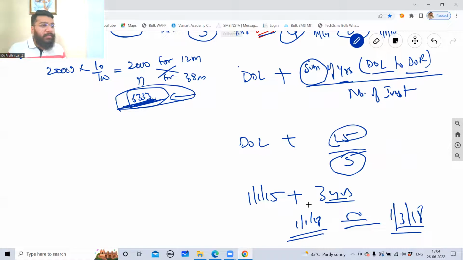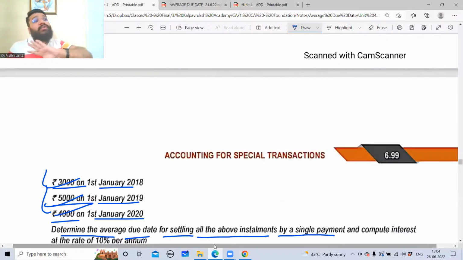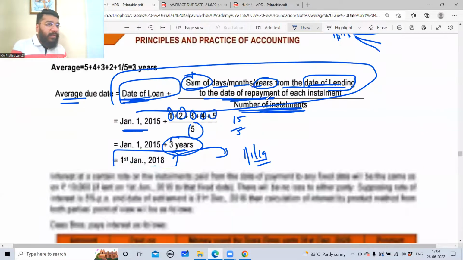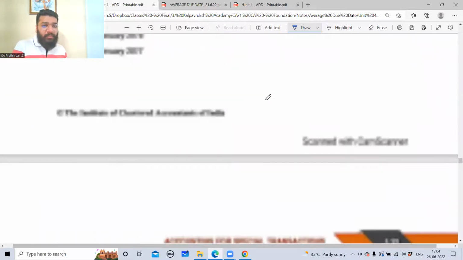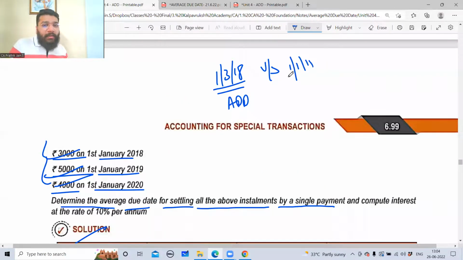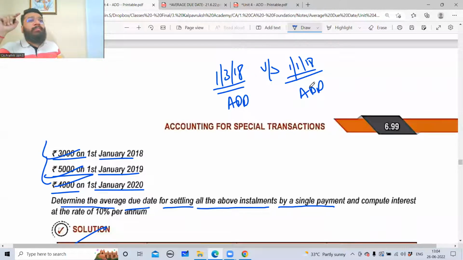If you see the difference with the method, what I have done as per what you've done so far in all the questions, we are getting 1st March 2018 as the average due date. But if I compare this with the method freshly taught in the previous question, I'm getting 1/1/18. So this is the average due date. So the problem is coming in the new method.